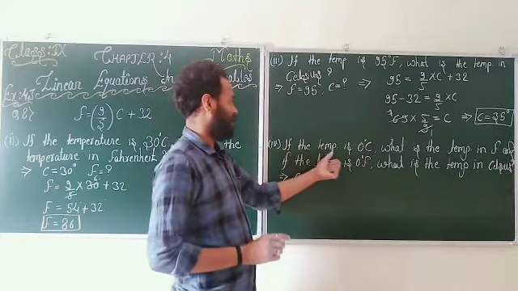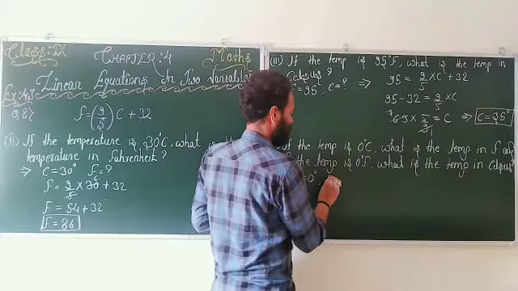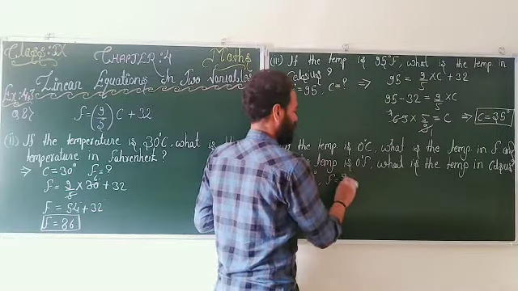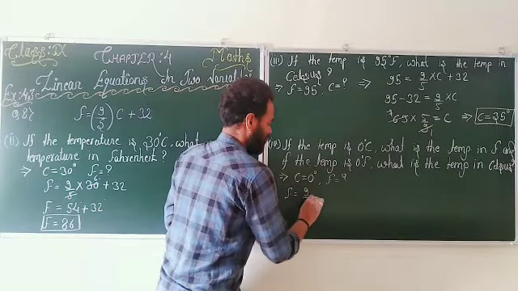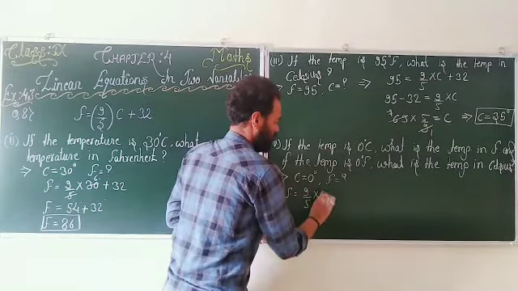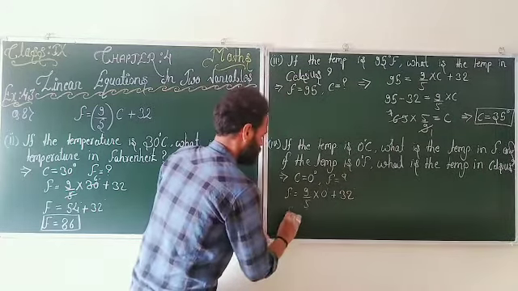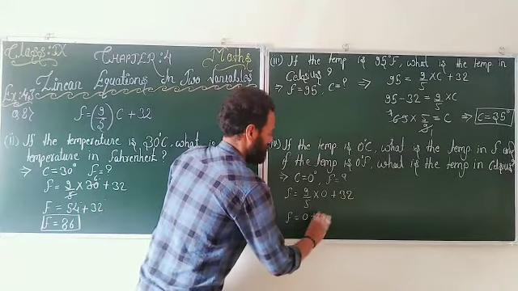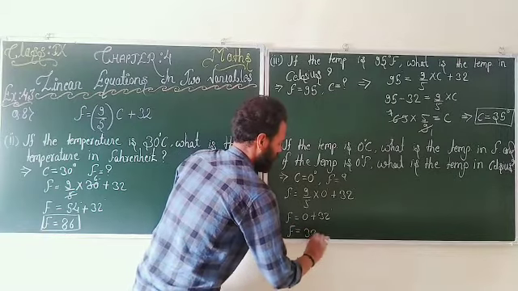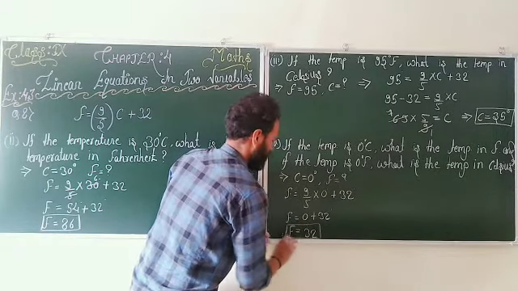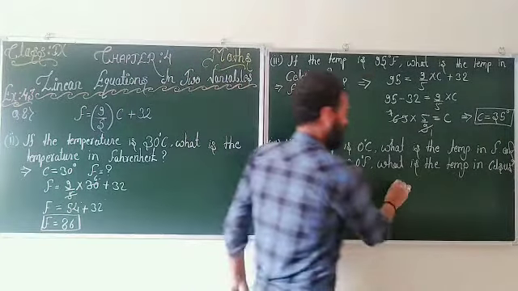Now in the last they say if the temperature in Celsius is 0 degree, then what is the temperature in Fahrenheit? So F is equal to 9/5 into 0 degree plus 32. So the temperature is 0 plus 32. So the temperature in Fahrenheit is 32 degree when the temperature in Celsius is 0 degree.